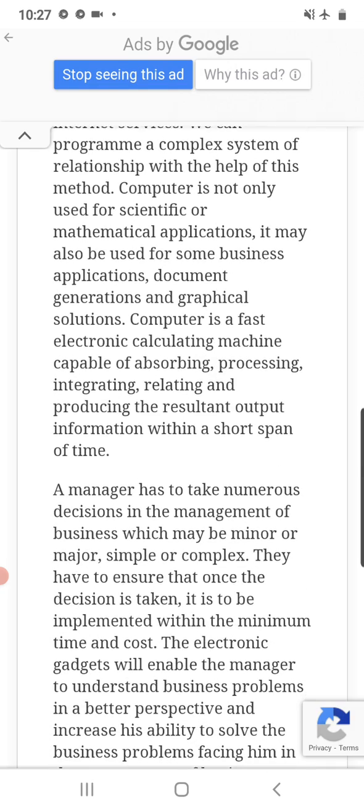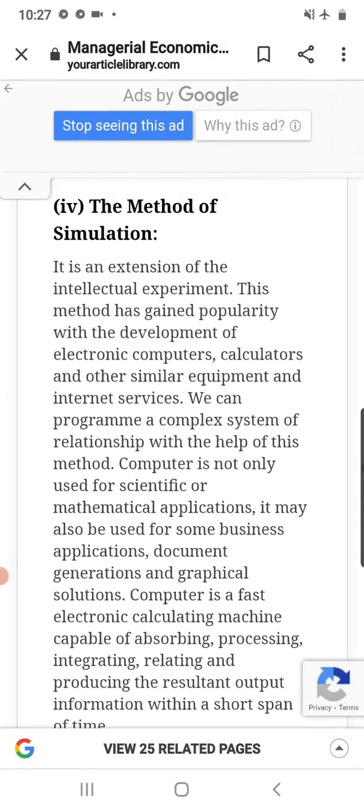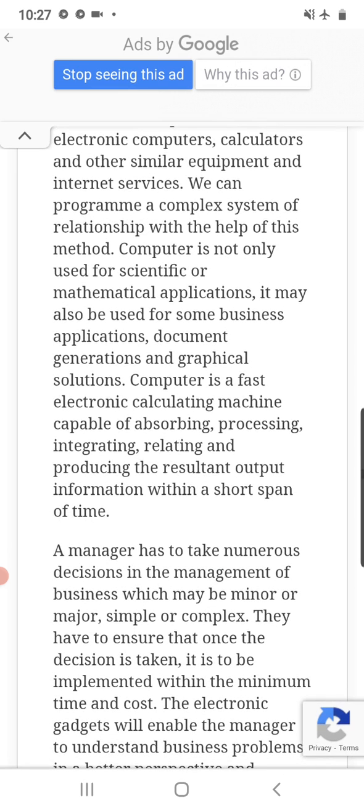म्हणजे इथे तुम्हाला काय समजून घ्यायचं लक्षात घ्या की एक्सटेन्शन इंटेलेक्च्युअल एक्सपेरिमेंट जो काही आहे, दिस इज द मेथड टू गेन द पॉप्युलरिटी विथ द डेव्हलपमेंट ऑफ इलेक्ट्रॉनिक कम्प्युटर. जे काही तुम्ही इनोव्हेशन्स केलेले आहे विथ द हेल्प ऑफ इलेक्ट्रॉनिक ऑर द कम्प्युटर ऑर द इंटरनेट, यू हॅव टू डेव्हलप इट. दिस इज नथिंग बट द सिम्युलेशन.